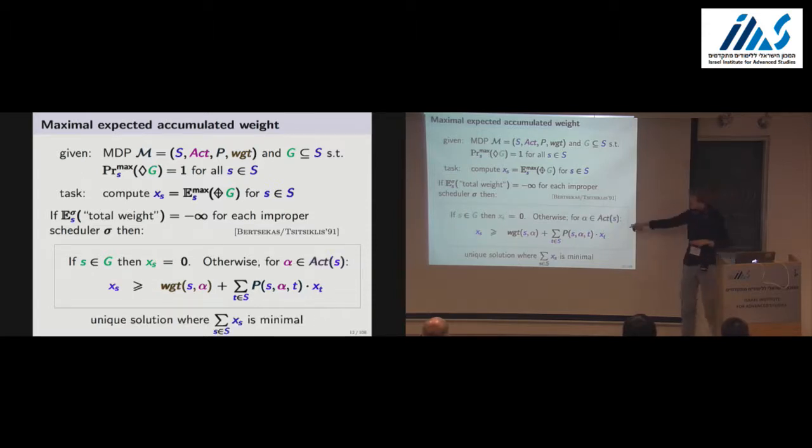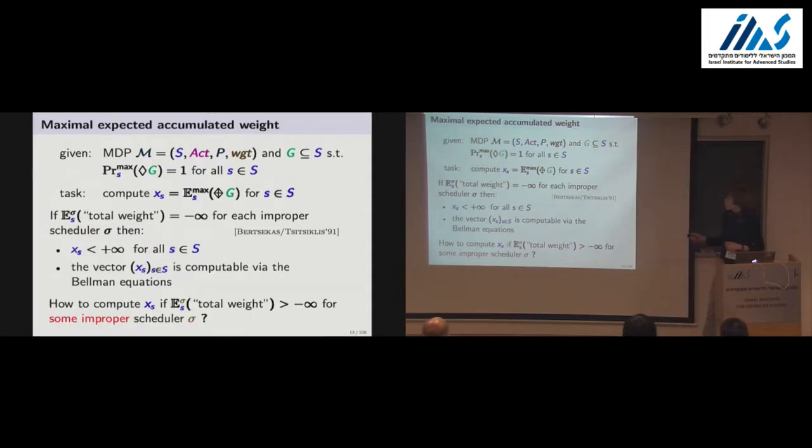So the last few overlays were just what you have seen this morning. But now the question is how to compute XS in case that this condition does not hold, which means there is some improper scheduler where the expected total weight is not minus infinity, and how to check finiteness.